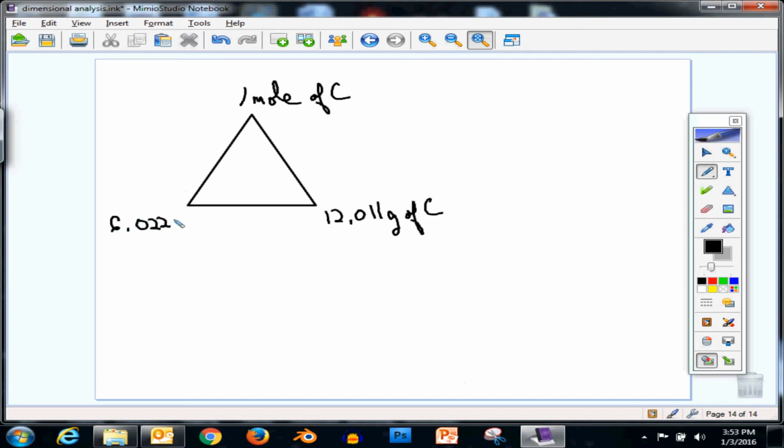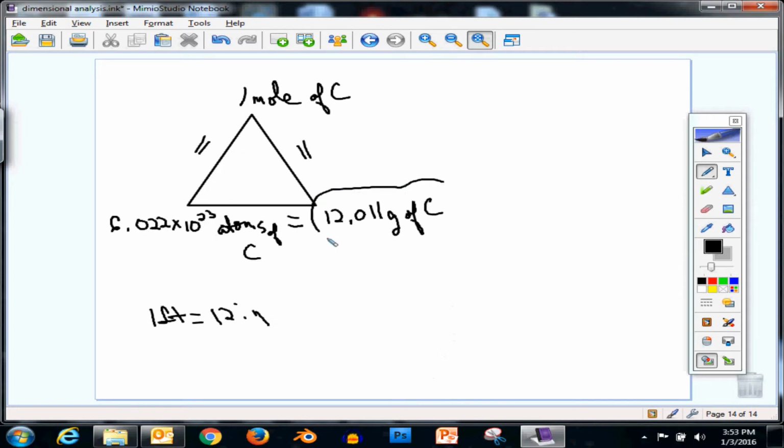If I have 12 grams of carbon, or 1 mole of carbon, then I also have 6.022 times 10 to the 23rd atoms of carbon. And we can put equal signs here. Just like 1 foot equals 12 inches, 1 mole of carbon equals 12 grams of carbon. 1 mole of carbon equals that many atoms of carbon.